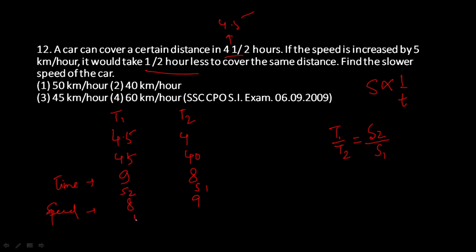So what's the difference there? The difference is 1, whereas it said the speed is increased by 5 km per hour. So 1 unit is equivalent to 5. The question is to find the slower speed of the car. So the slower speed will be 8 into 5, 40 km per hour. Clear? 40 km per hour is the answer. If it had asked for the faster speed, then we would have multiplied by 9, 9 into 5, 45 would be the answer. Clear? Moving to the next one.